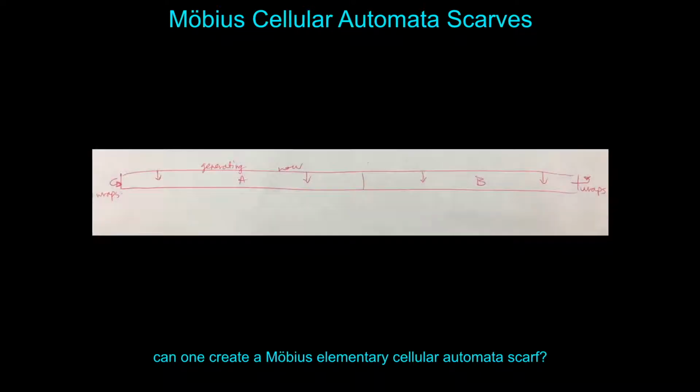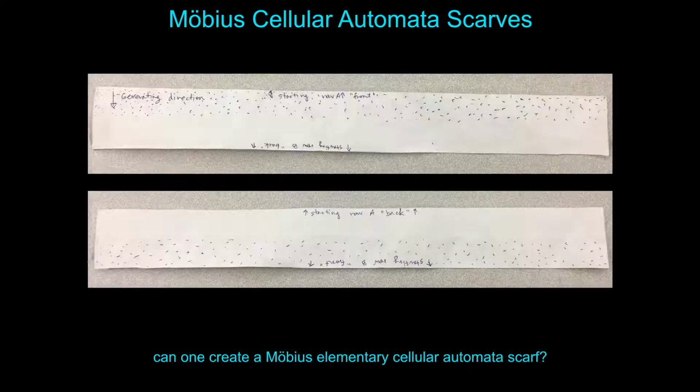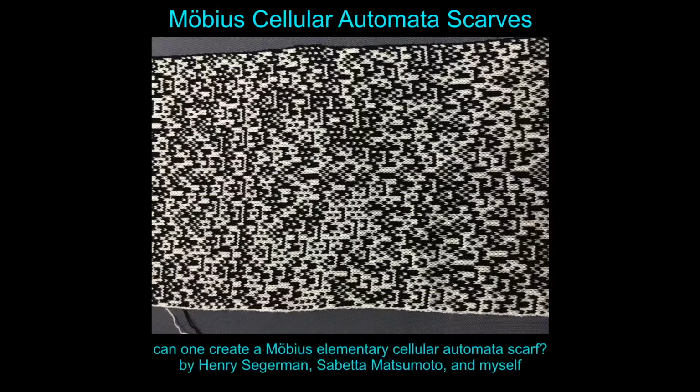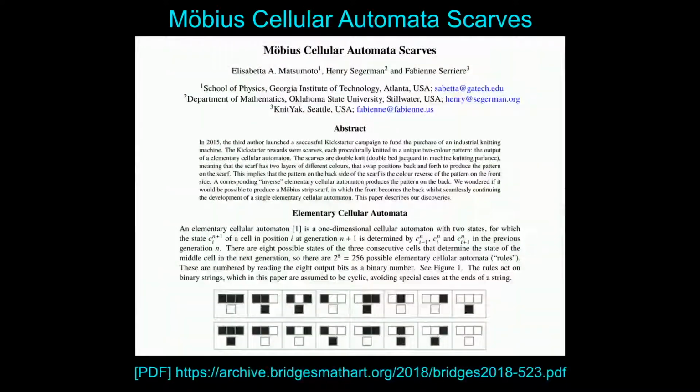I'm also interested in weird structures that don't necessarily lend themselves to products, like can you create a Mobius elementary cellular automata scarf? I thought of some ways of generating it, but we ended up finding a different way and published a paper about it last year. This is an academic math paper from the Bridges Conference last year that I'm a co-author on, where we generate a Mobius cellular automata scarf.